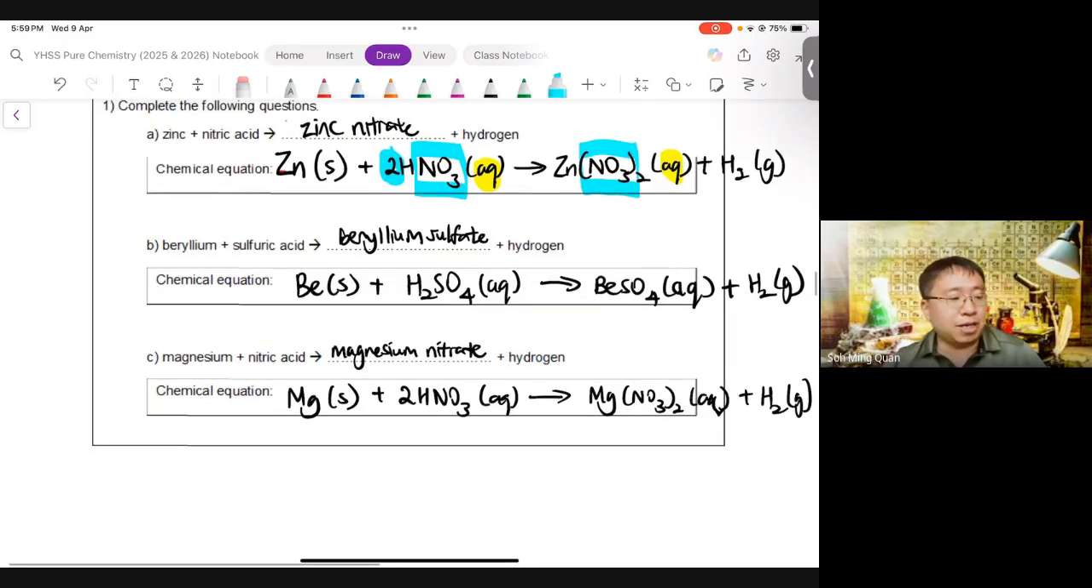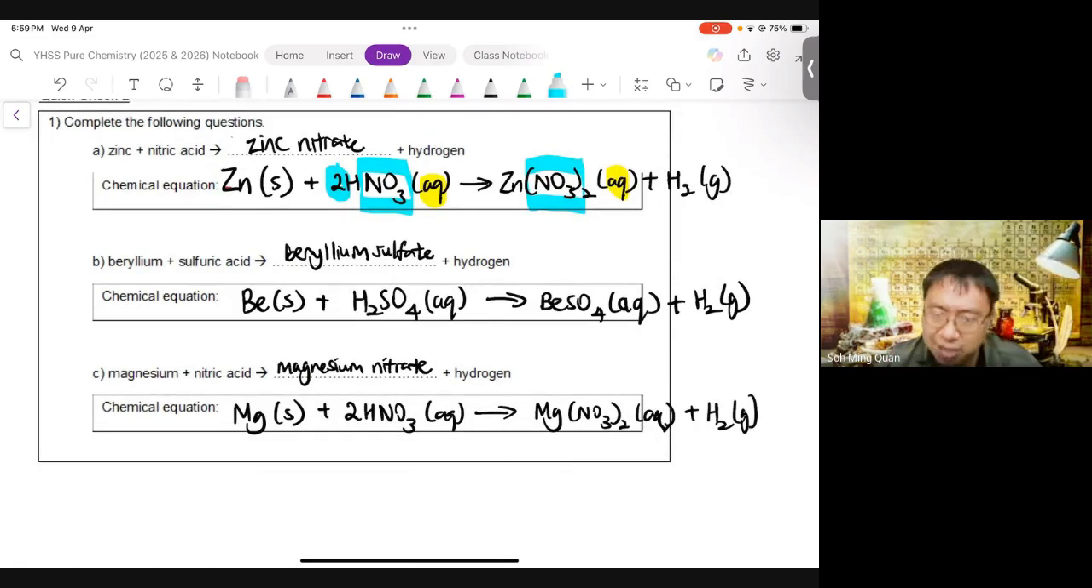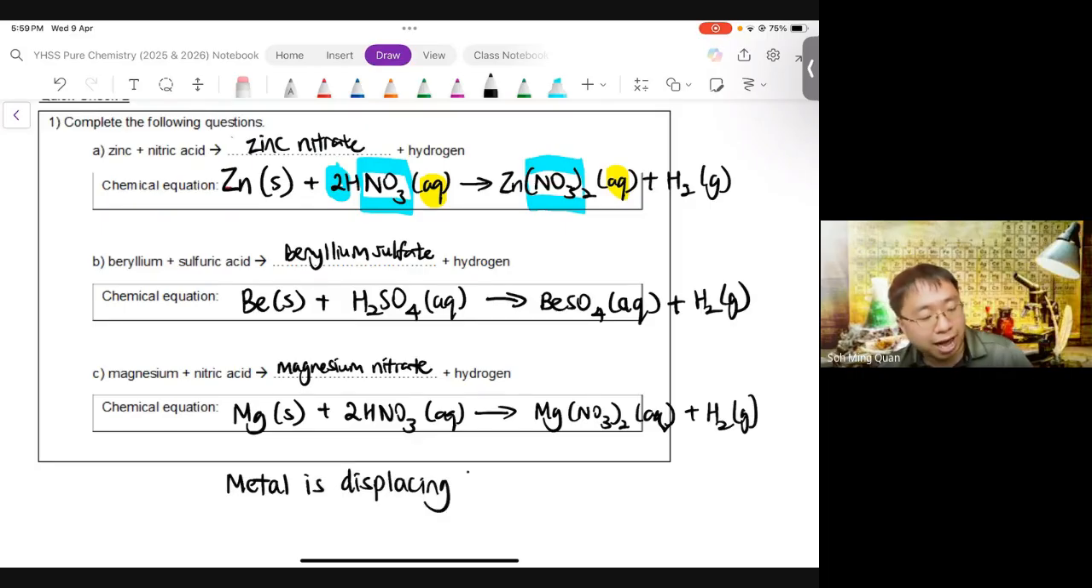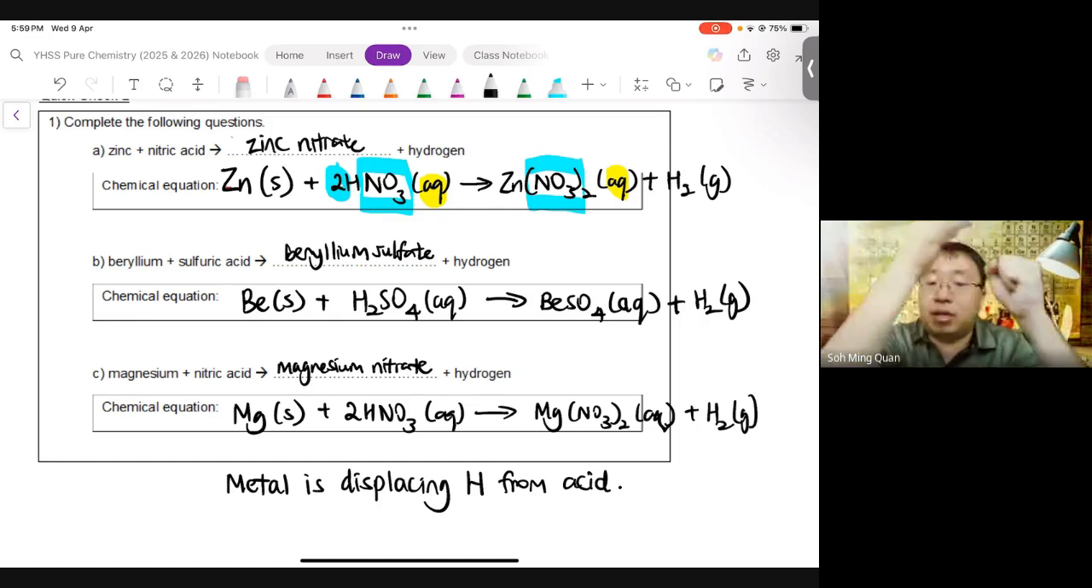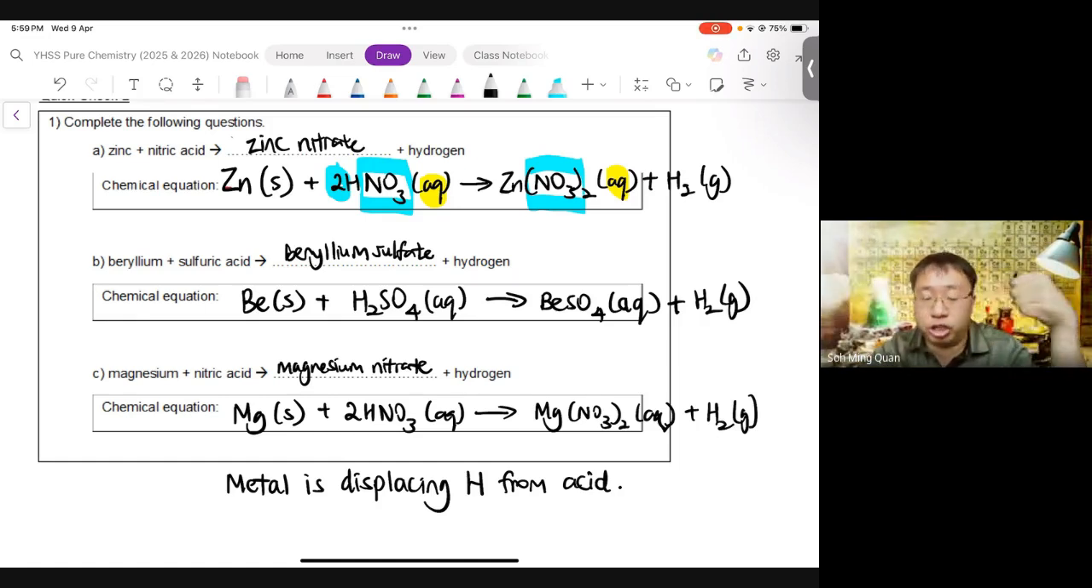All right. Now, if we look at all these reactions, you would immediately realize what the metal is doing. The metal is actually displacing hydrogen from the acid. The word displace means to kick out. All right, to kick out. Basically, at first, hydrogen was together with, let's say, nitrate. They were together. HNO3, they are bonded together. But now, the metal is basically displacing the hydrogen from the acid.